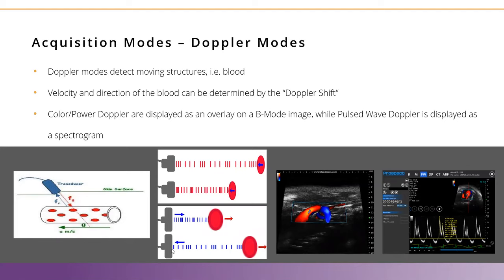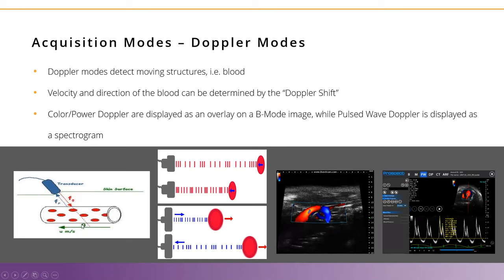And that's going to allow the system to know and understand that we're looking at a reflector which is moving, typically red blood cells within the blood. When we're doing this, we need to consider the angle. And by angle, I mean the angle of the transducer or the sound wave being sent with respect to the blood flowing through the blood vessel. And so that's theta here.